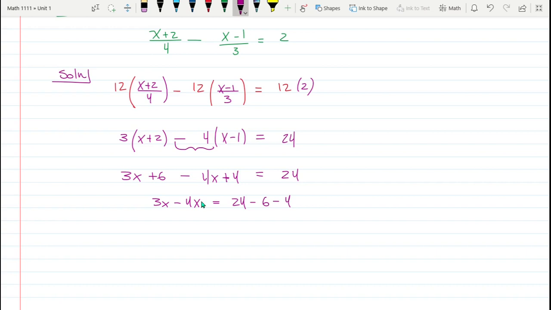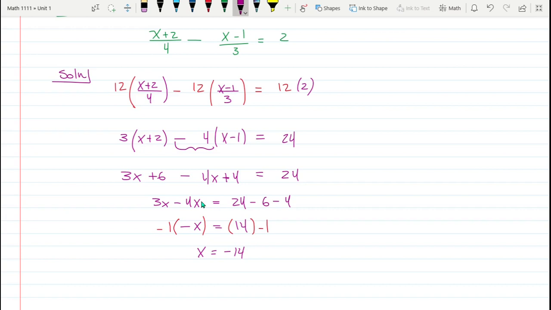other side, and we have negative x equals 14. But because we don't want a negative x, we want positive x, we can either multiply both sides by negative 1 or divide by negative 1 to get rid of that negative in front of the x. So the final answer is going to be x equals negative 14.